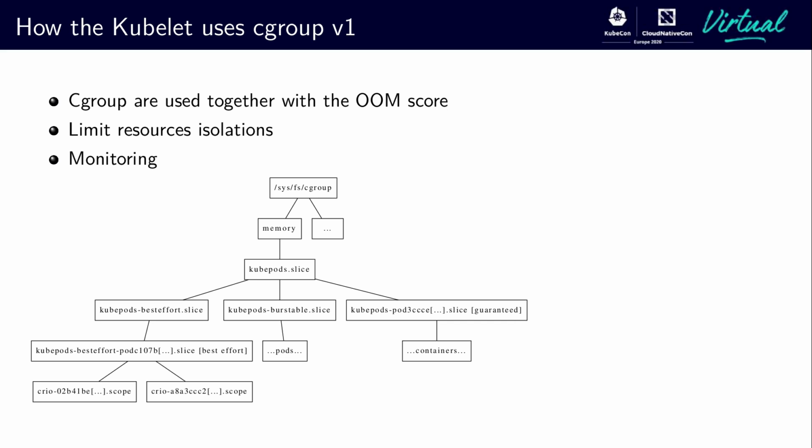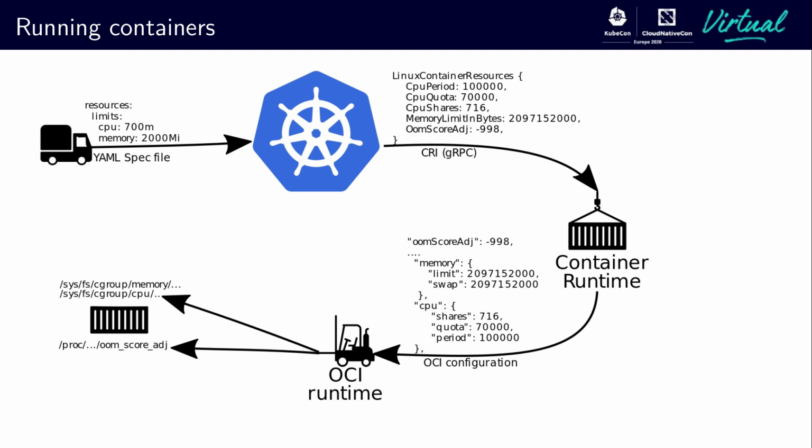The difference at the cgroup level between burstable and best effort is that best effort gets the lowest CPU weight, so that on CPU contention the best effort pods get the lowest amount of CPU. When we specify a limit in the YAML spec file, it will ultimately be written to the cgroup file system, as we saw earlier. Until it gets there, though, there are quite a few steps involved.